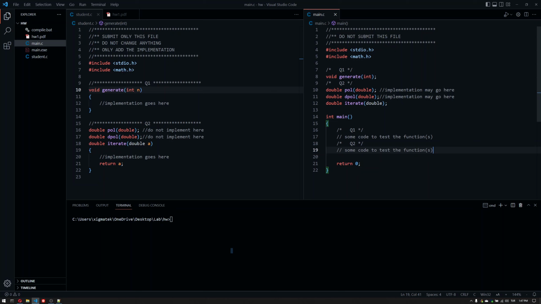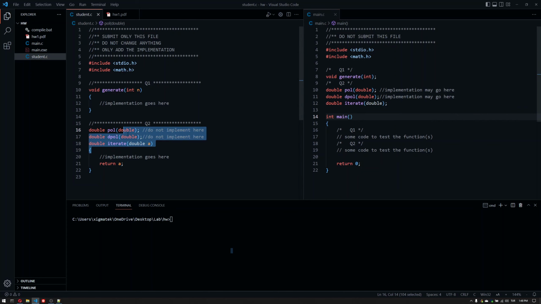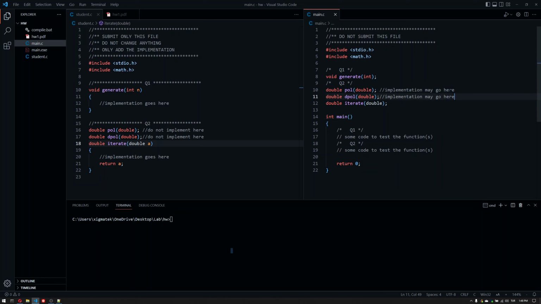First of all, we have the same function over here in the main.c file and also here in the student.c file. Since we have two questions, we have the polynomial, the derivative of the polynomial, and the iterate functions over here, and then we have them also over here. On the right hand side, you can see the "implementation may go here" indicators. That means that, and I'm going to show you in a minute, the implementation should go here, not here. So I'm kind of helping you out throughout the whole thing here.